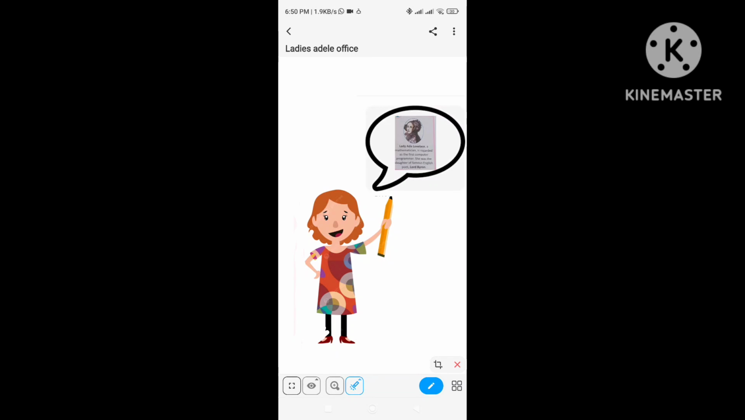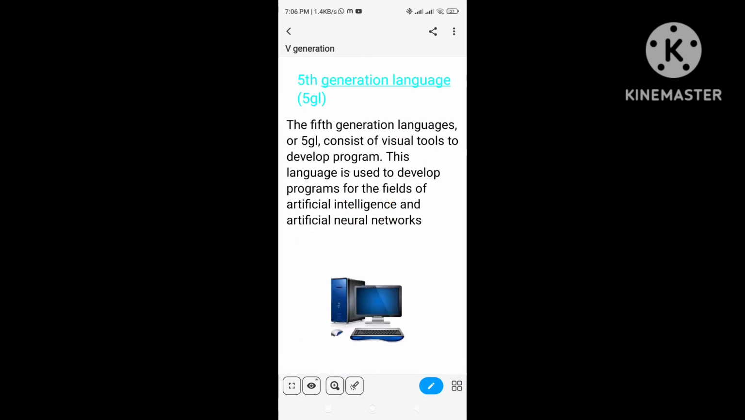Let's see next. The fifth generation languages or 5GL consist of visual tools to develop programs. It means it uses VR, so we can see everything in 3D. It is a very high level language. It has large computers and provides artificial intelligence. Fifth generation languages are commonly like ChatGPT and Gemini AI. You have often used it, right? Now we shall proceed, because we don't need to learn much more about fifth generation.